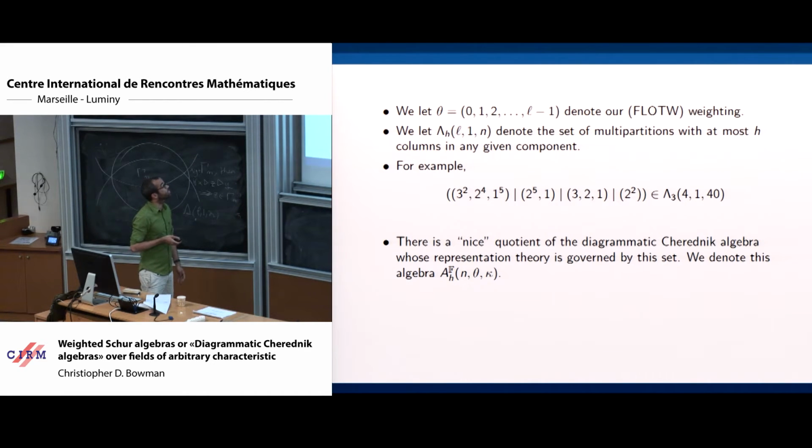Now, what is nice about this case is that there's a nice quotient of the diagrammatic Cherednik algebra, and its representation theory is entirely governed by this set. And we're going to look at this quotient.